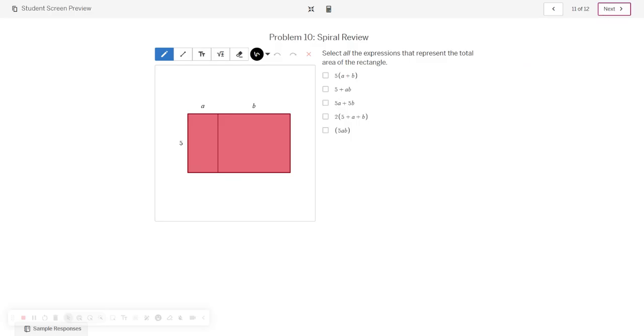Oh, again, select all the expressions that are equivalent. I've got 5 times a plus b. That is absolutely true. That's going to be 5a's plus 5b's. And the rest of those don't even make sense. So yeah, that 5 times a, 5 times b, or 5 times a plus b.